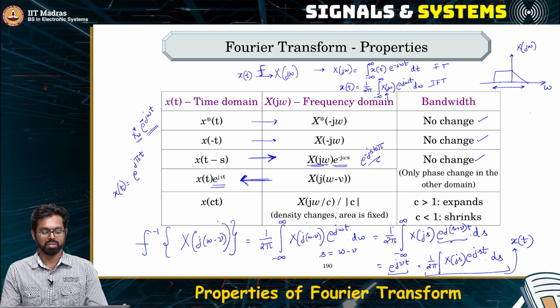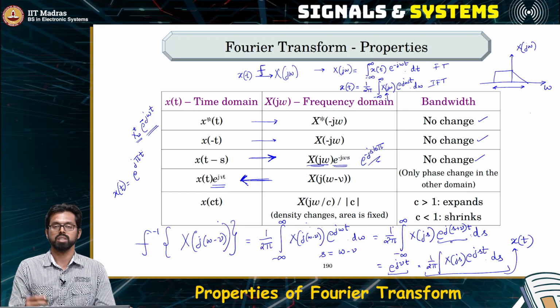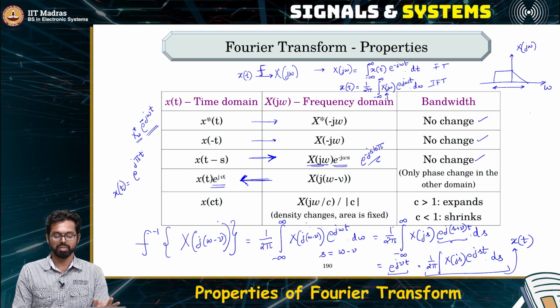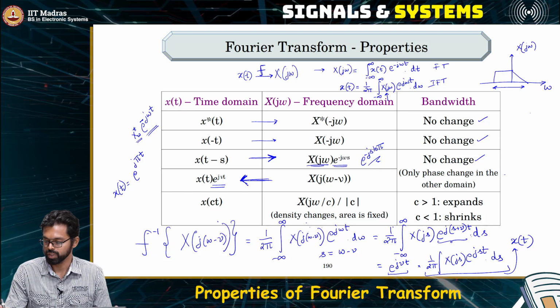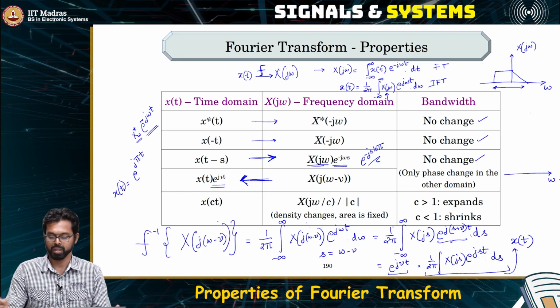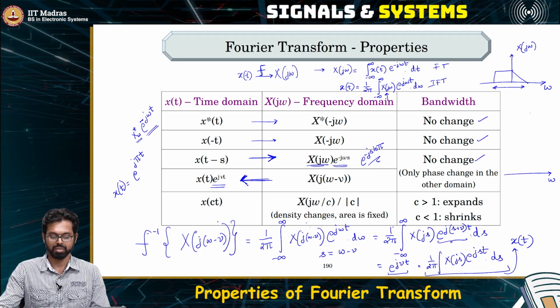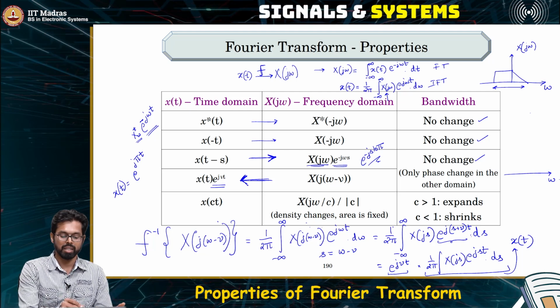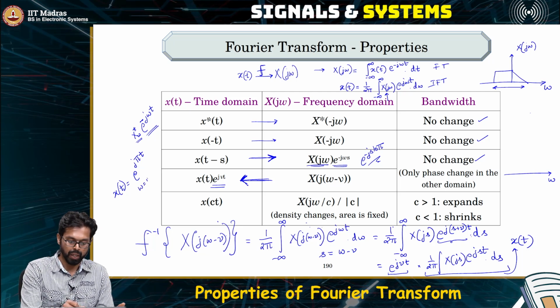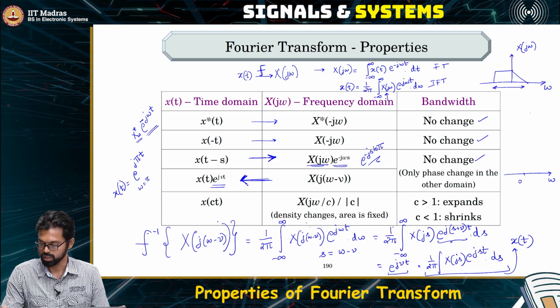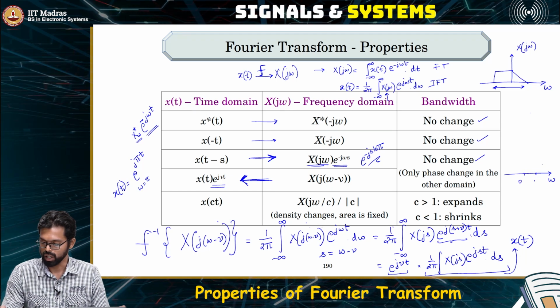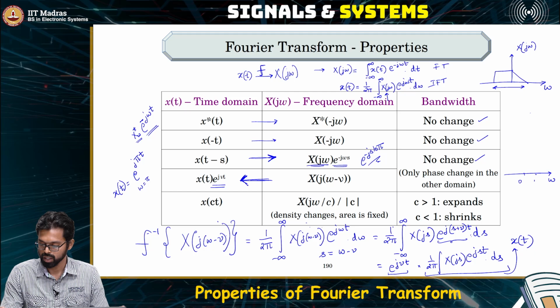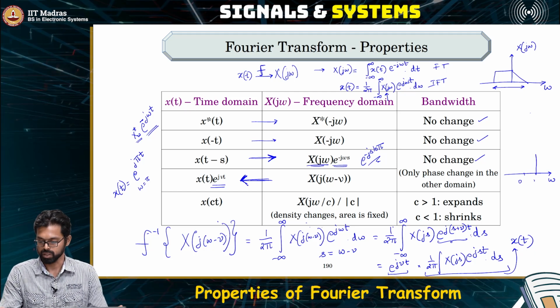Now let us say I want to shift it to the right. How does the spectrum of this particular signal look like? If I try to plot the spectrum of this signal, it has a frequency component at omega equal to pi. So if this is 0, this is pi. At omega equals pi, there is a frequency component that is present.